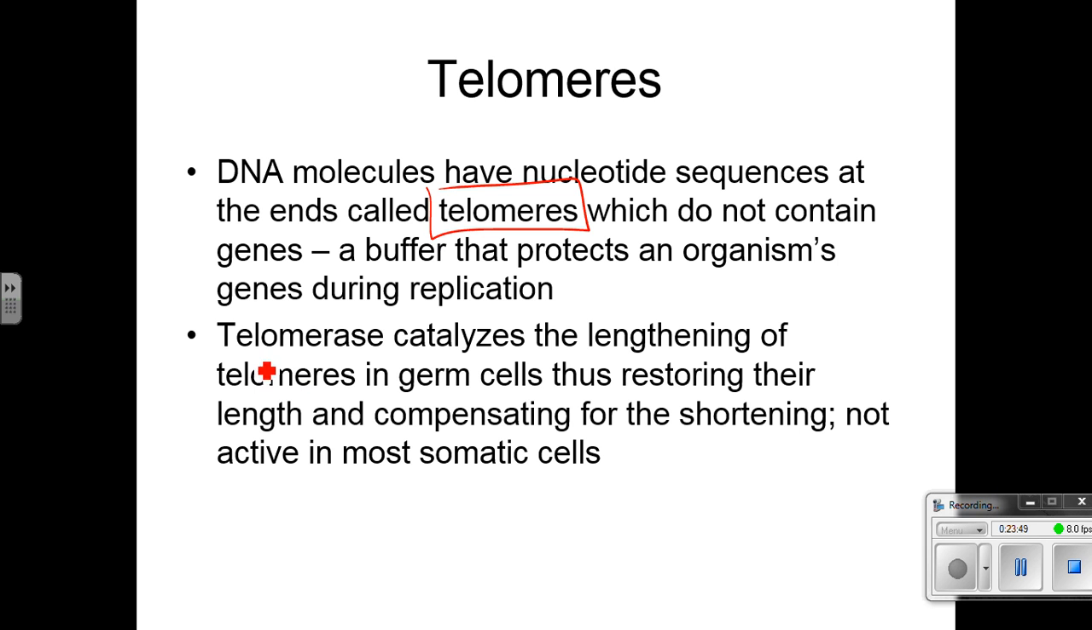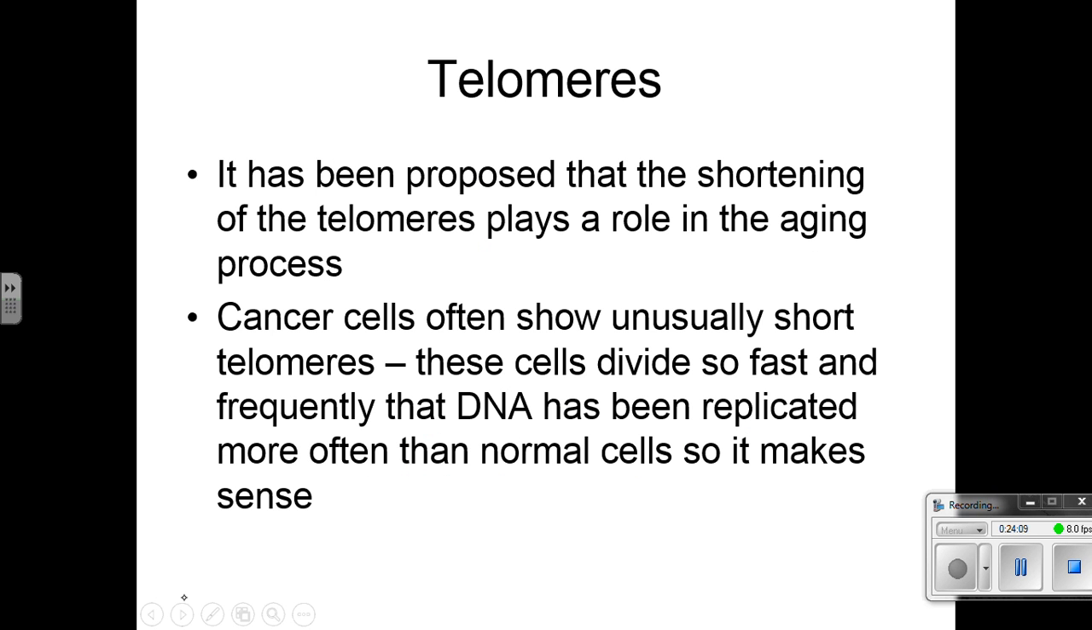Telomerase catalyzes the lengthening of telomeres in germ cells, thus restoring their length and compensating for the shortening. But that enzyme is not active in most body cells. So that's why over time, our telomeres get shorter and shorter. And I'm going to have you do a reading this chapter on how that seems to be linked to aging. Cancer cells often show unusually short telomeres, which makes sense because they divide so fast. The DNA is copied so often that they're going to be losing a lot more of those telomeres in a faster amount of time.